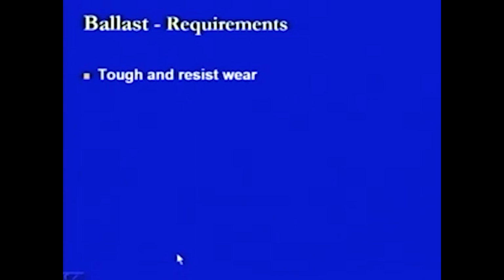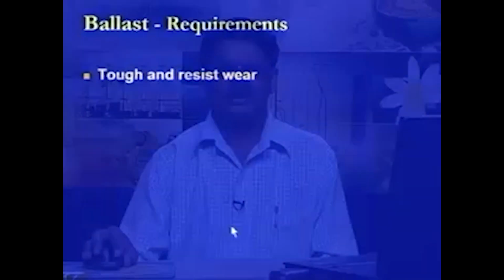In the case of the requirements, the very first thing is toughness, and it should be able to resist the wear. Now, here the toughness is a property which defines the resistance to the impact. We have seen in the previous lectures there are certain locations or certain conditions where the impact is directly being transferred to the ballast section from the rail track, like in the case of the joints.